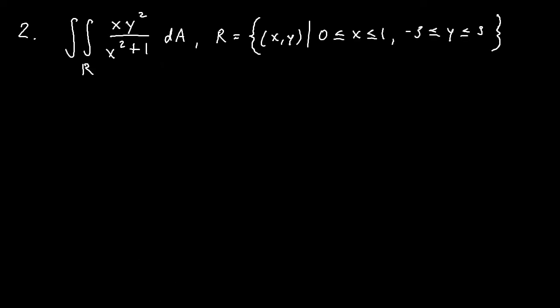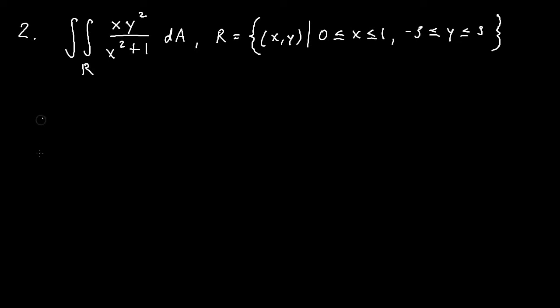So for number 2, we have the double integral of xy squared over x squared plus 1 dA, and it's described by the region R in set notation for all xy ordered pairs, such that the x values range from 0 to 1, and the y values range from -3 to 3. So once again, we're just going to set it up like an iterated integral.